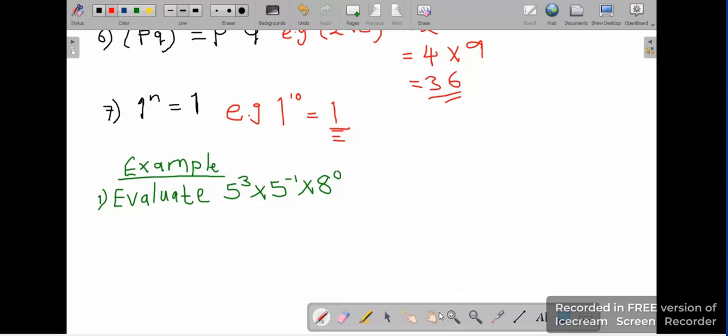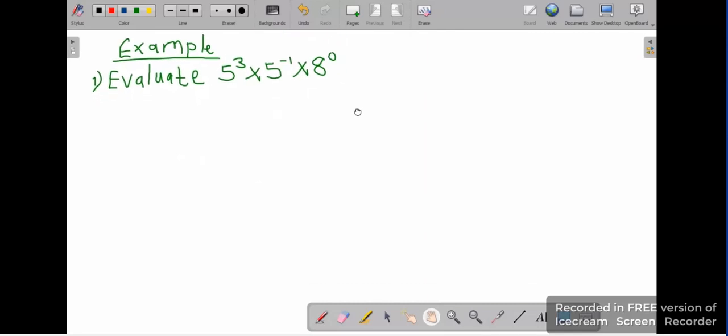Okay, we go to the example that they have given us. So this is the example. They have said evaluate 5 to the power 3 multiplied by 5 to the power negative 1 multiplied by 8 raised to the power 0. So that's what we have been given.